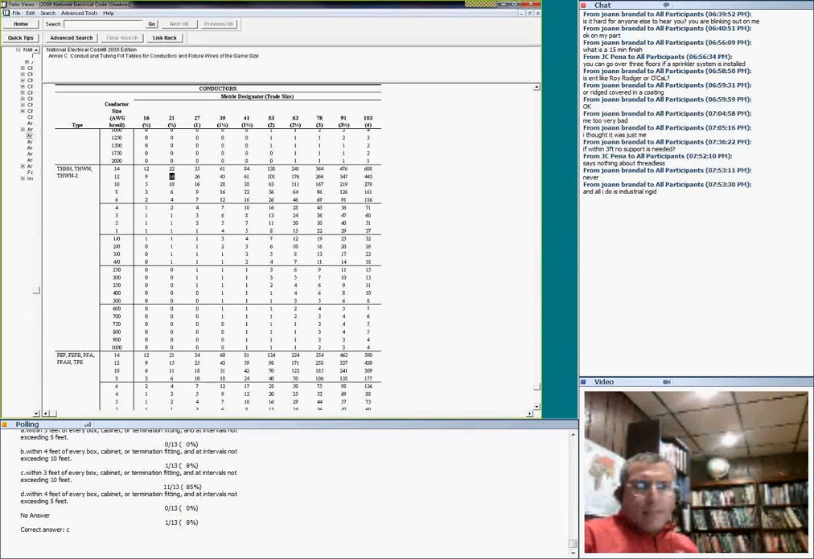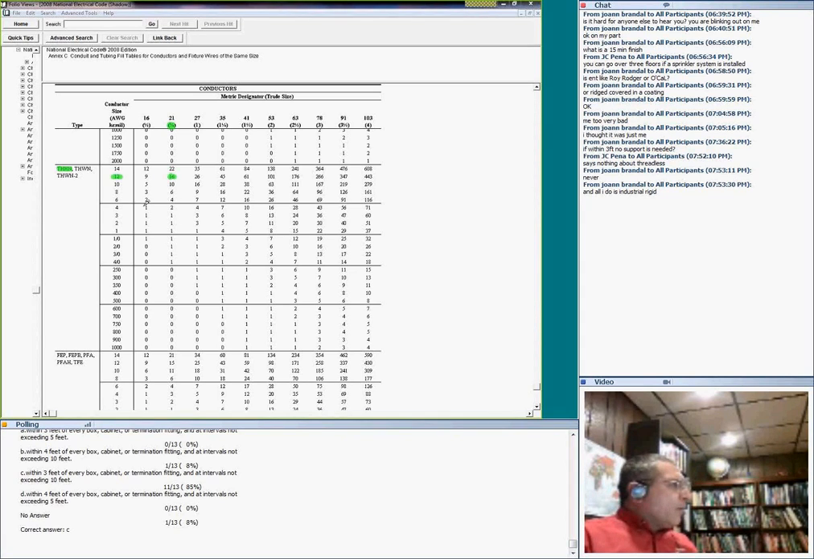Okay, let's go one more time here. I grab my marker, and here's my THHN. I need number 12 conductors, and I need to know how many I can fit in 3/4 inch. Here's number 60. 60 conductors you can fit in 3/4 inch THHN.